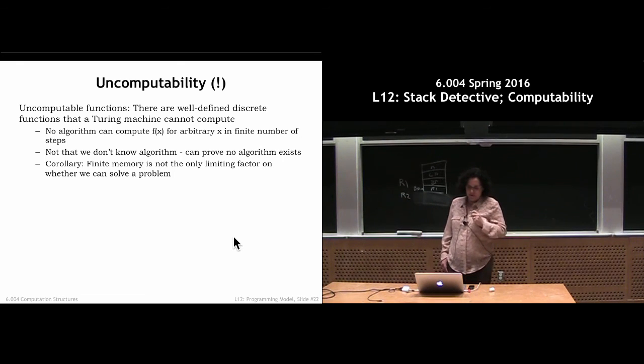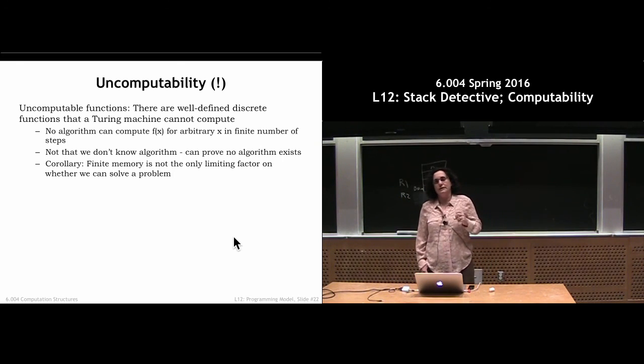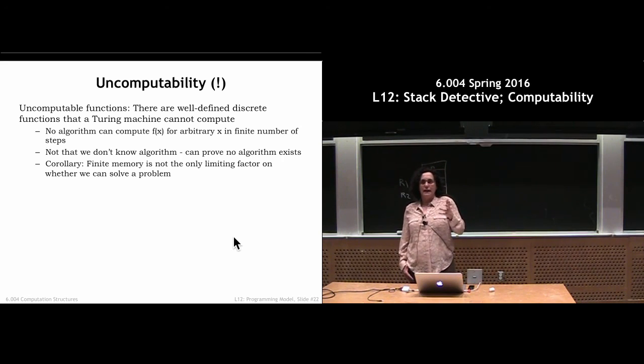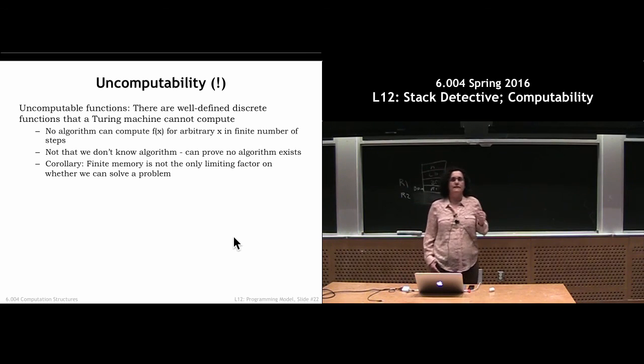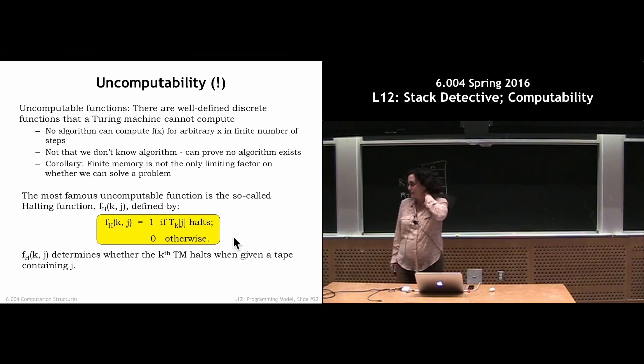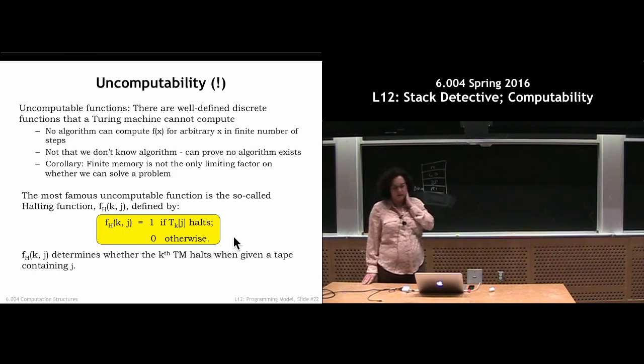So if you can't actually come up with an algorithm that will solve a particular problem, then we consider that to be an uncomputable problem. And it's not that we don't know what the algorithm is. It's actually that there doesn't exist an algorithm that can actually solve these uncomputable problems. So the most well-known uncomputable problem is the halting function.